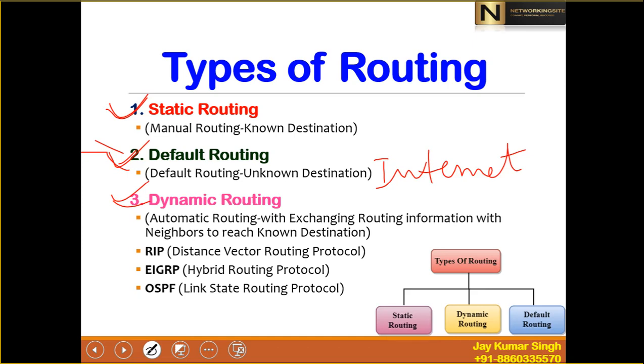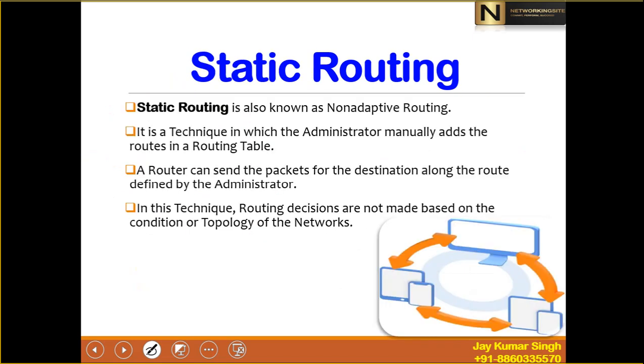And dynamic, I told you, we use for branch communication. We can configure dynamic routing only between your own routers, company routers. Now, what is static routing? Static routing is also known as non-adaptive routing. Non-adaptive means static routing does not share any information with neighbors, but dynamic routing exchanges information with neighbors.